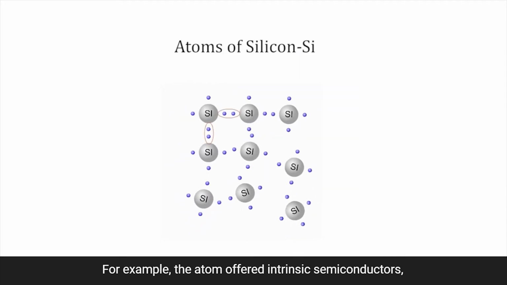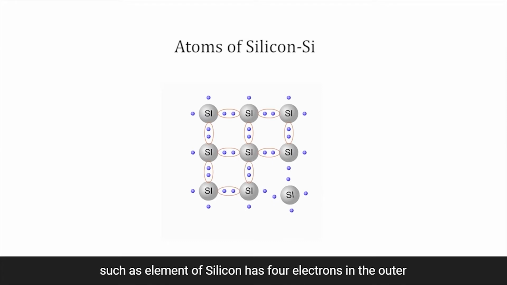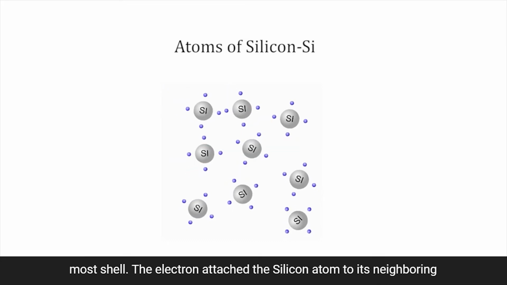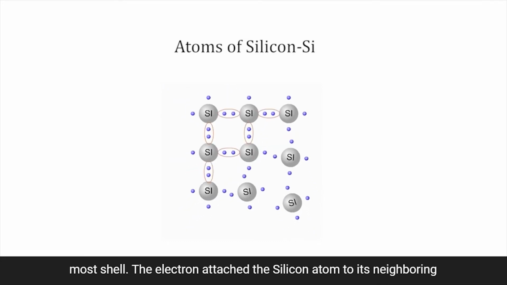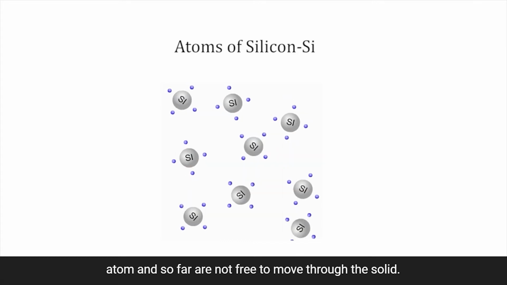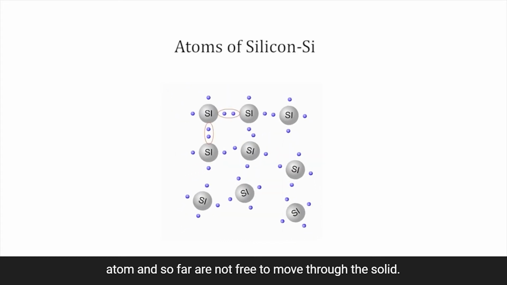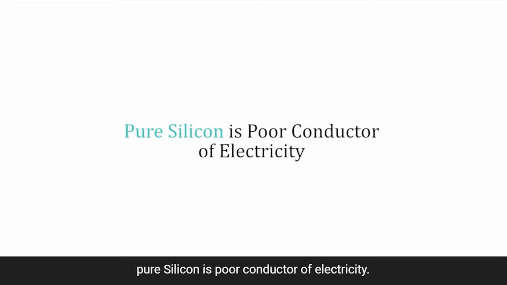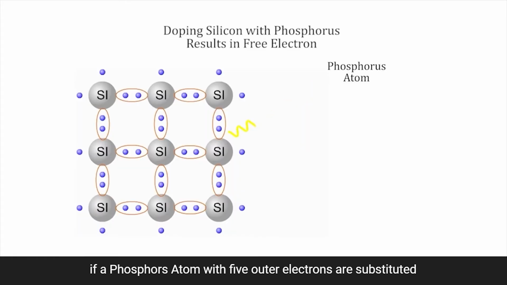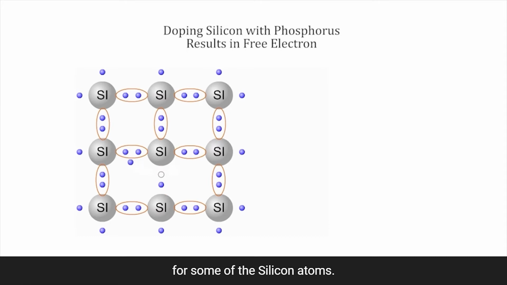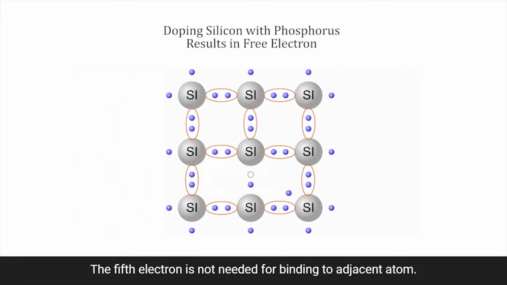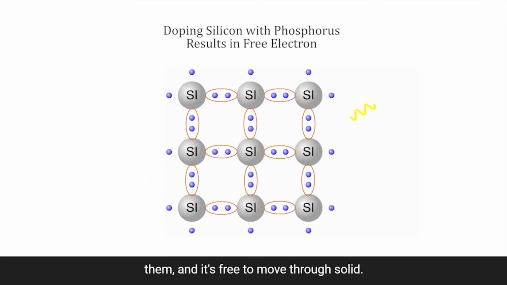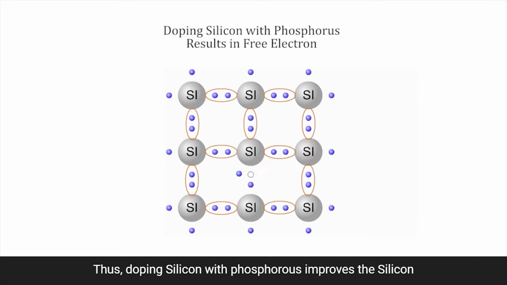For example, the atom of an intrinsic semiconductor such as elemental silicon has 4 electrons in the outermost shell. These electrons attach the silicon atom to its neighboring atoms and so are not free to move through the solid. Accordingly, since electric current relies on charge motion, pure silicon is a poor conductor of electricity. If phosphorus atoms with 5 outer electrons are substituted for some of the silicon atoms, the 5th electron is not needed for binding to adjacent atoms and is free to move through the solid. Thus, doping silicon with phosphorus improves the silicon conductivity.